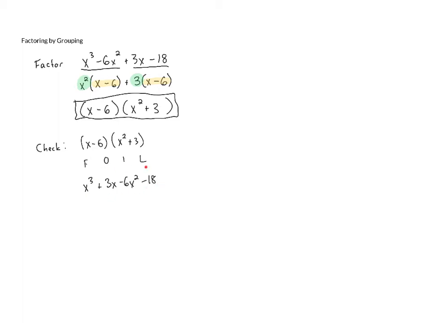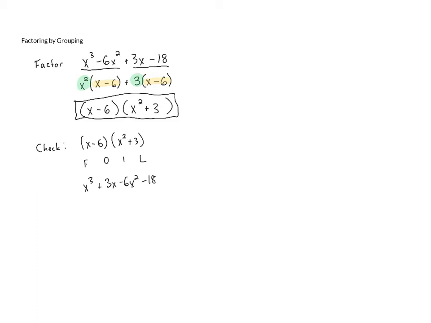And if we look at what we have here, the four terms that we have match the four terms of the original polynomial. They're in a different order, but that's okay. The order of the terms doesn't matter. We end up with the same polynomial that we started with, so we know that that works correctly.